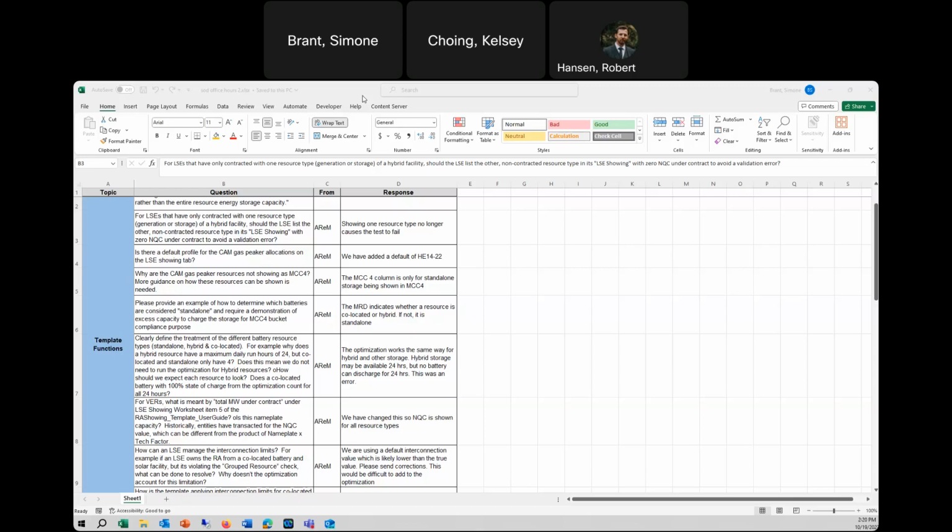Yeah, so if you change the month, it should load the appropriate month in the requirements and allocations. But yeah, we're going to send it out. It's going to be the same. It's going to include all of the monthly requirements.